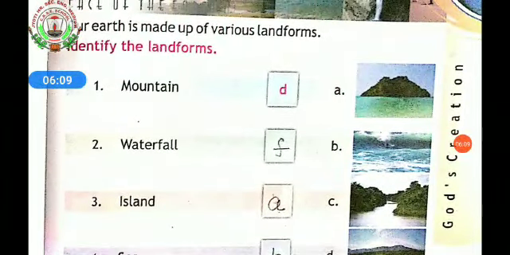The first picture, it is a high mountain we can see and water is there. So it is an island because an island is a piece of land surrounded by water. We can see in the first picture it is a piece of land which is surrounded by water. So it is island. So we will write A before island.